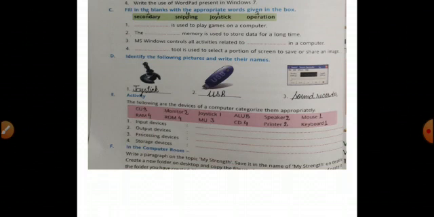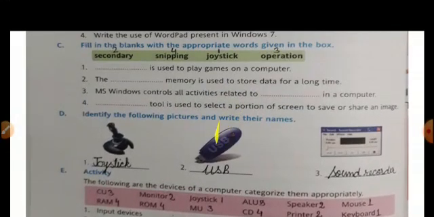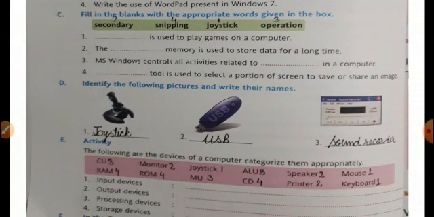If you remember, this C, D and E part was given for your homework, and I hope you have completed it. Part number C, D and E was given for your homework. Mostly students have completed, so now you can check, and if you haven't completed till now, then you can complete it. So you can see, first of all, fill in the blanks with the appropriate words given in the box.